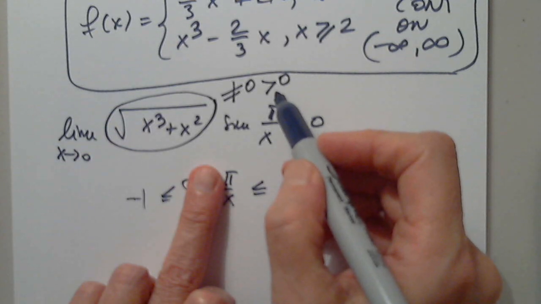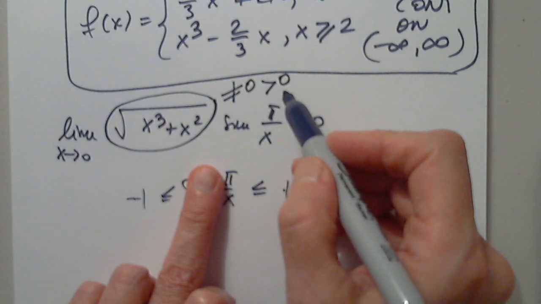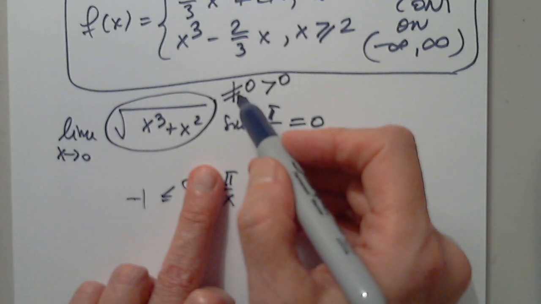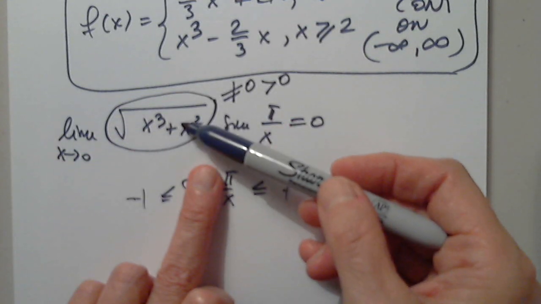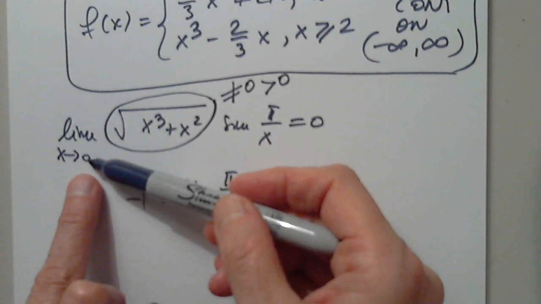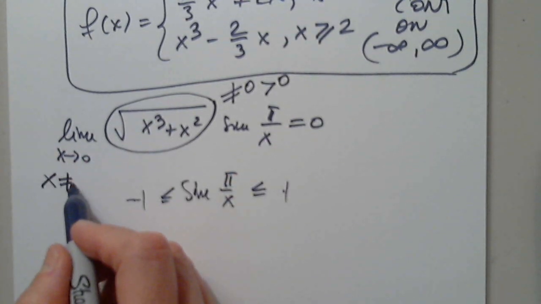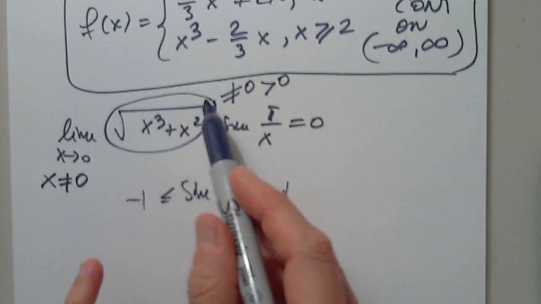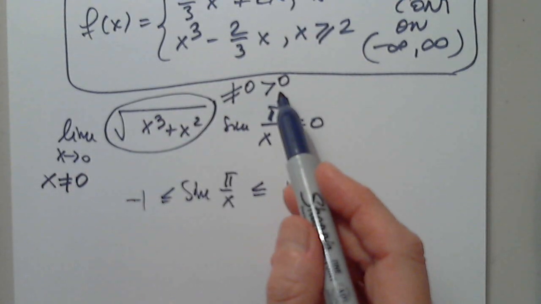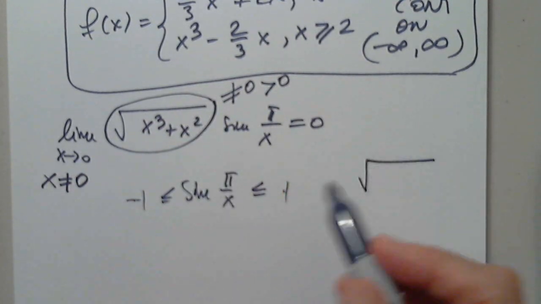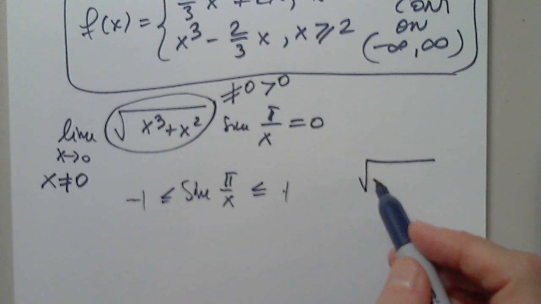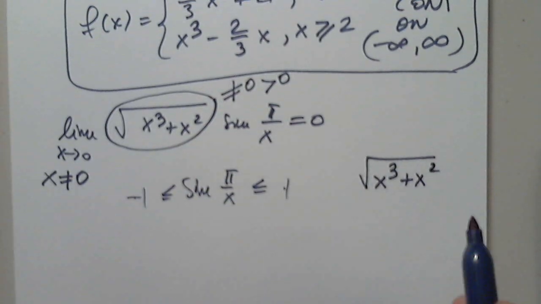This is sufficient. There is no need to write that. If I write this, it's sufficient. It includes this. It is. Because remember, x approaches 0 means x does not equal 0. And since it's a square root, it will always be a positive number. So we multiply all three sides by the square root of x cubed plus x squared.